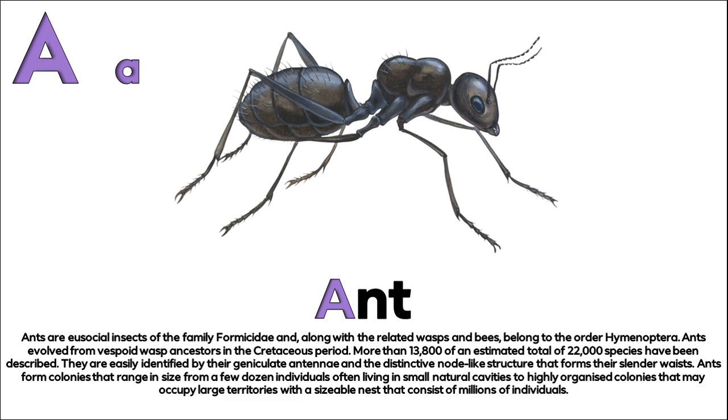They are easily identified by their geniculate antennae and the distinctive node-like structure that forms their slender waists. Ants form colonies that range in size from a few dozen individuals often living in small natural cavities to highly organized colonies that may occupy large territories with a sizable nest that consist of millions of individuals.